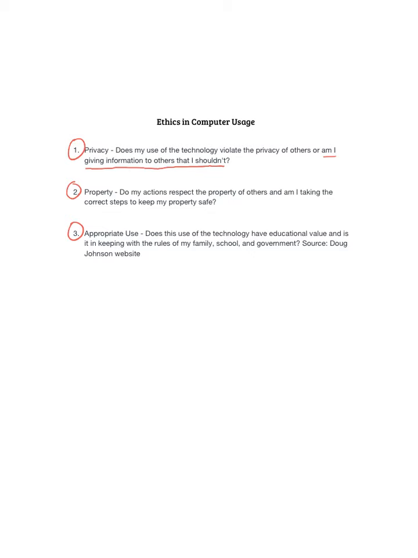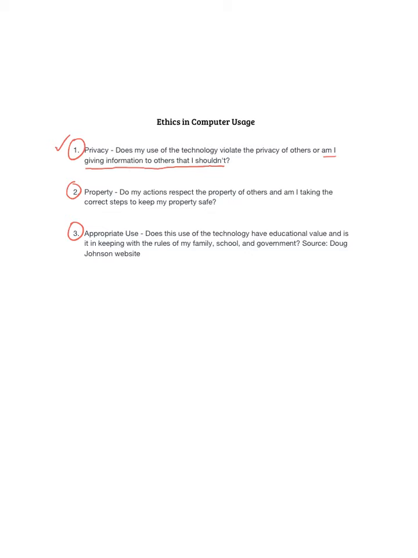Number two is property, and property can be different things, and we're going to talk about that, but it needs to answer the question, do my actions respect the property of others, and am I taking the correct steps to keep my property safe? So a property issue, obviously if you stole someone's property, something that they owned, that would be a property issue, if you stole their phone or if you stole their device.